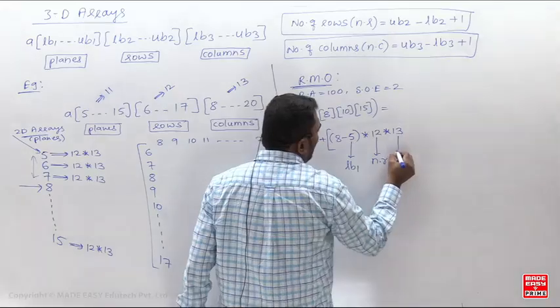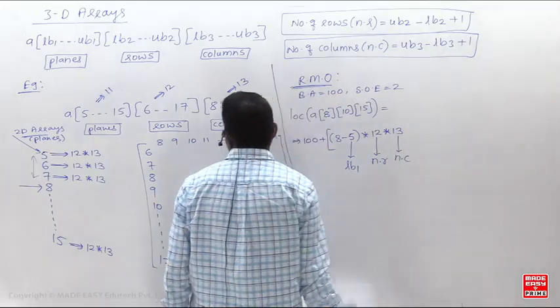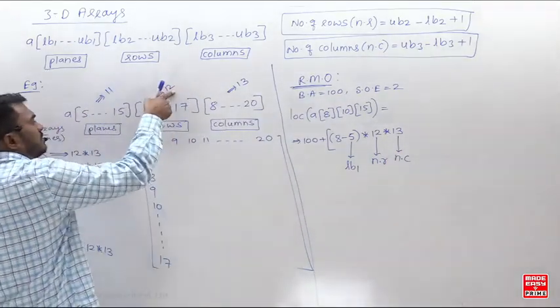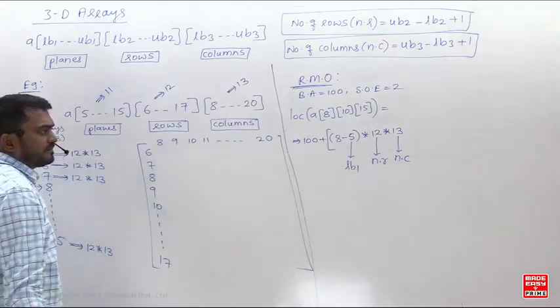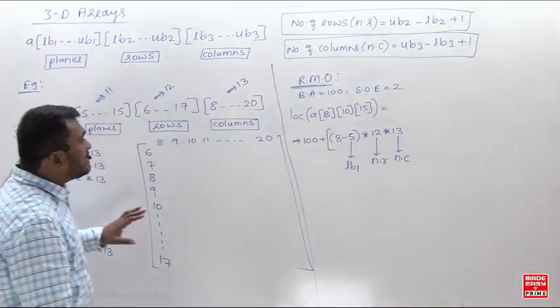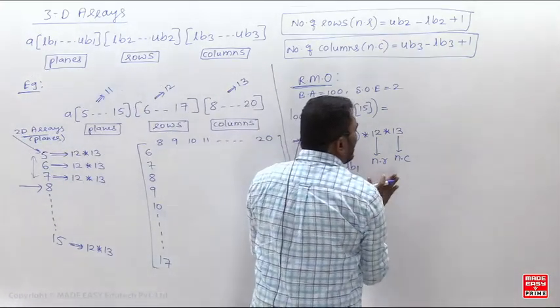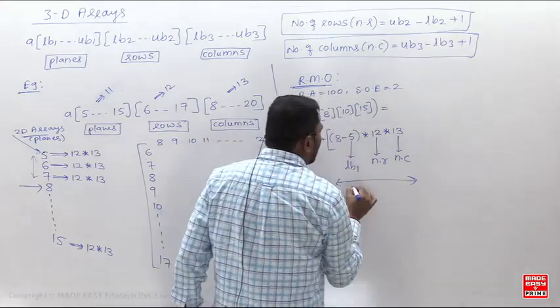Number of rows, and what is this? 13, number of columns. Look here. Number of rows is 12 and number of columns is 13. Simple. So this is the extra thing coming. Whether row major order or column major order, this is the extra thing coming here.